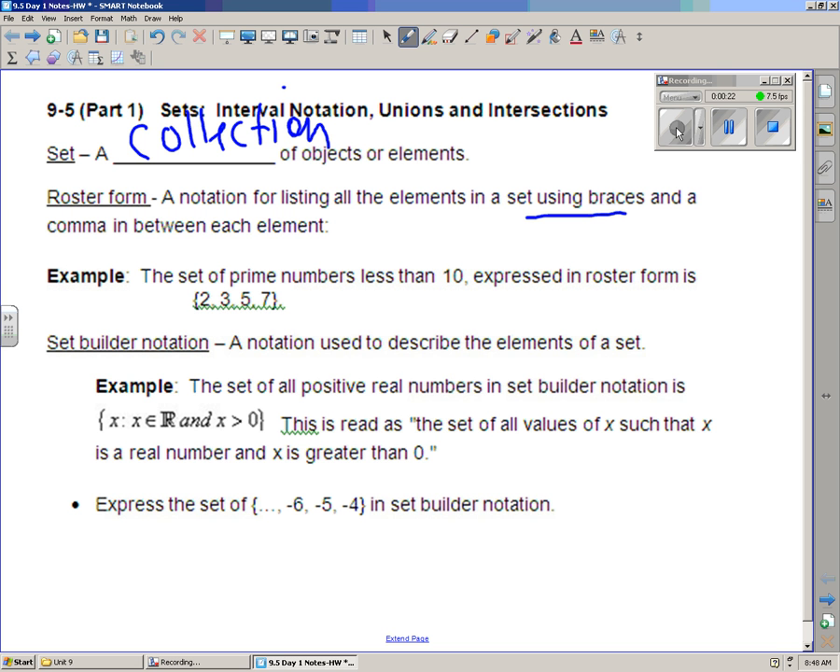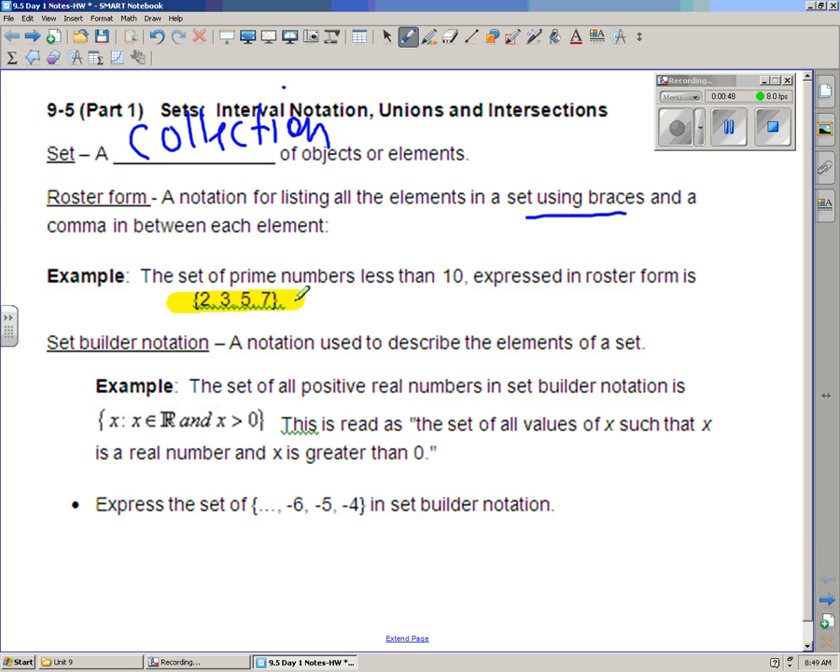So here's an example. The set of prime numbers less than 10 expressed in roster form. Well, you've got braces and you also have commas. We've talked about how a prime number is any number greater than 1 that has exactly 2 factors, 1 and itself. So 1 can't be a prime number, 2 is, 3 is, 4 is not, 5 is, 6 is not, 7 is, 8 is not, 9 is not, and then less than 10, you're done.